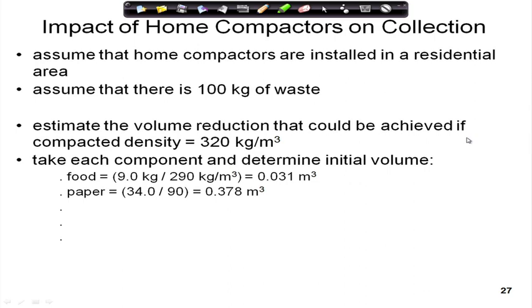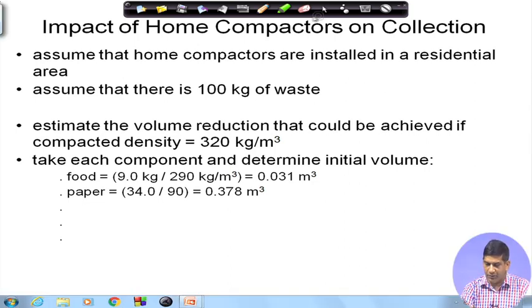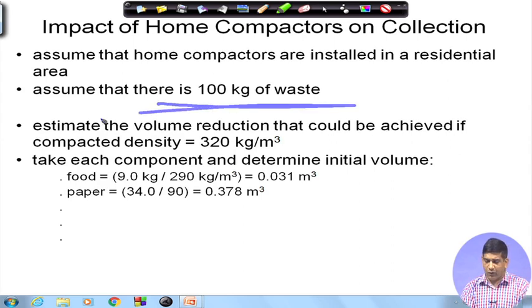The other thing is that we'll look at some math on the impact of home compactors on collection. Many places are suggesting that we use a home compactor, so every house has a small compactor where you compact the garbage. If you assume there is around 100 kg of waste, that's the volume reduction you could get if you use a compactor of 320 kg per meter cube.